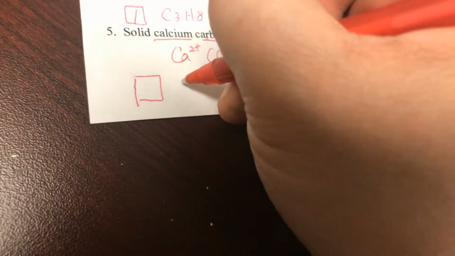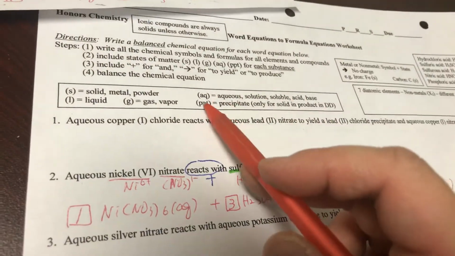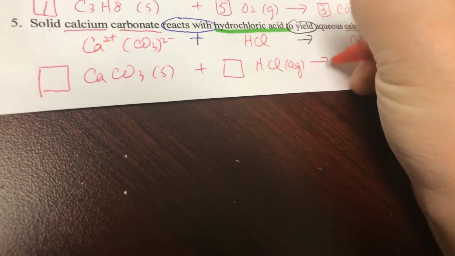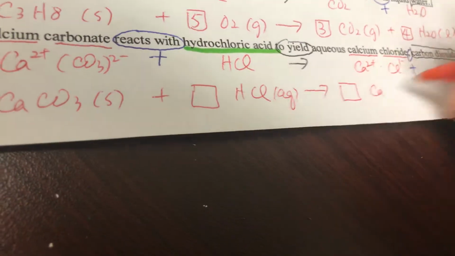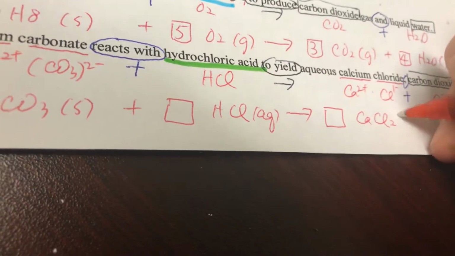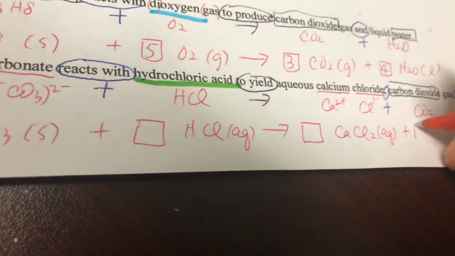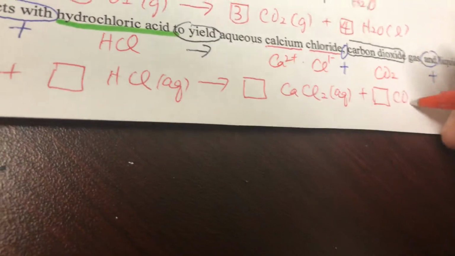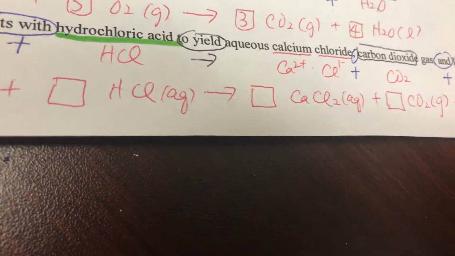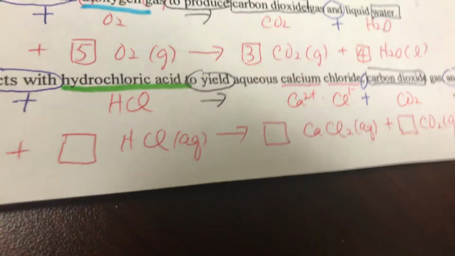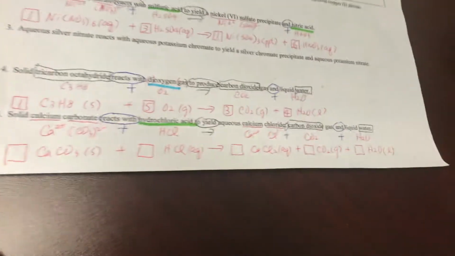Okay, so I cross over, I simplify, I take care of everything. I get CaCO3 and it's solid, plus box HCl, and HCl is the acid, so acid will be AQ, arrow, box, CaCl2, and it's AQ, aqueous, plus, box, CO2 is a gas, okay, and then plus, box, H2O is liquid. So I got it like that.